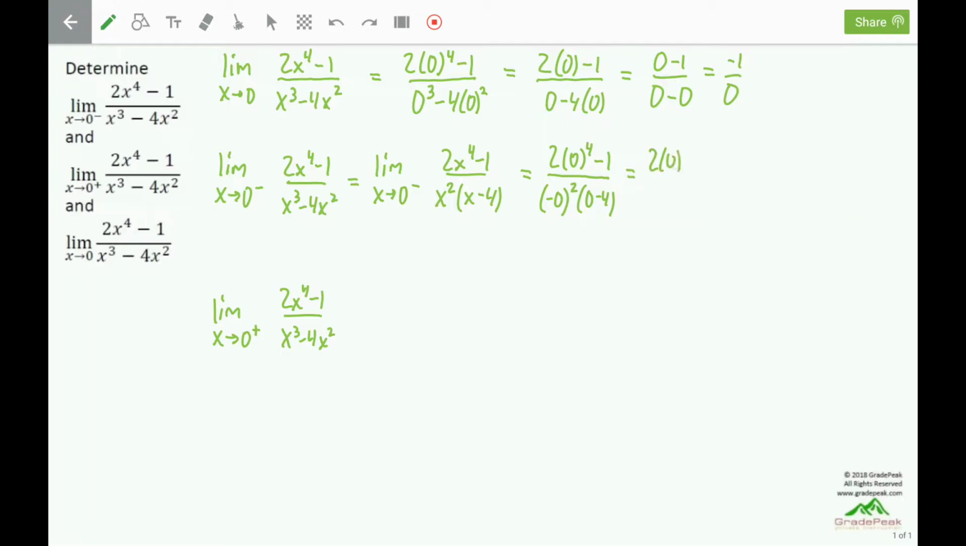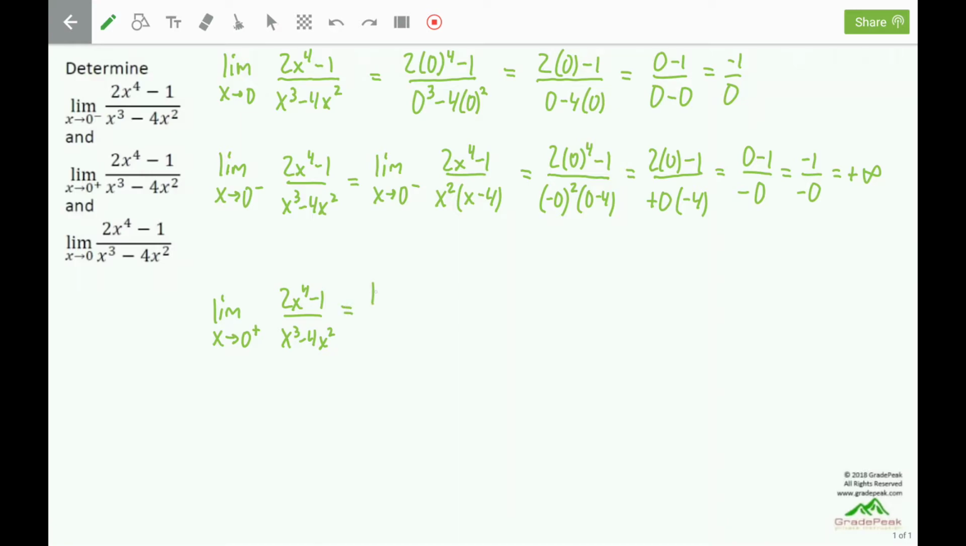In the numerator, 0 to the fourth is 0. In the denominator, negative 0 squared is a positive because negative squared is positive, 0 squared is a 0. And then 0 minus 4 is a negative 4. In the numerator, 2 times 0 is 0, and then minus 1, over a positive 0 times a negative 4. Positive times negative is negative, 0 times 4 is a 0. 0 minus 1 is a negative 1 over a negative 0. Negative over negative is a positive. A non-zero over 0 is an infinity, and there's the result of the left-sided limit.